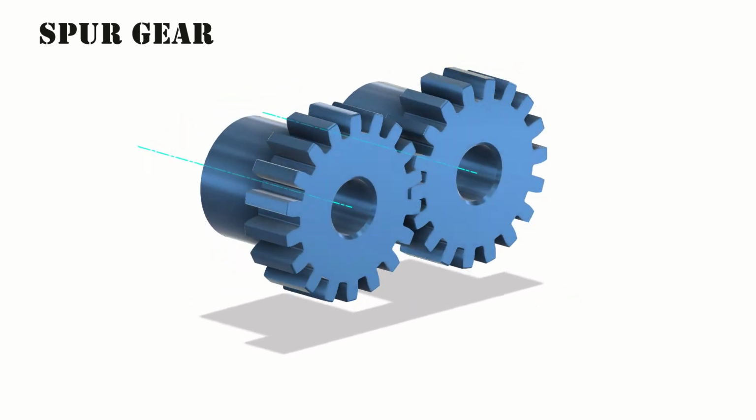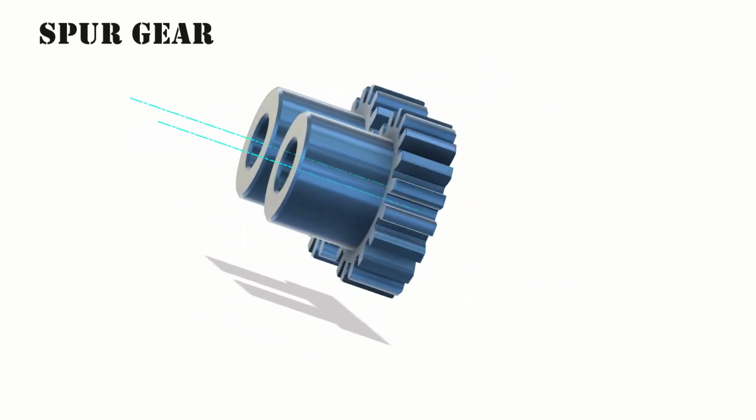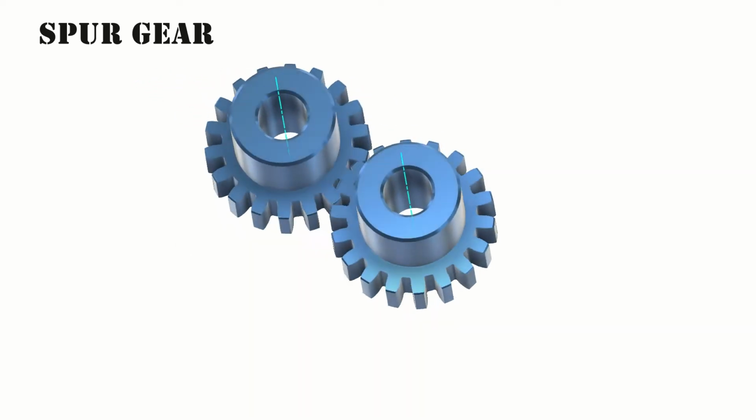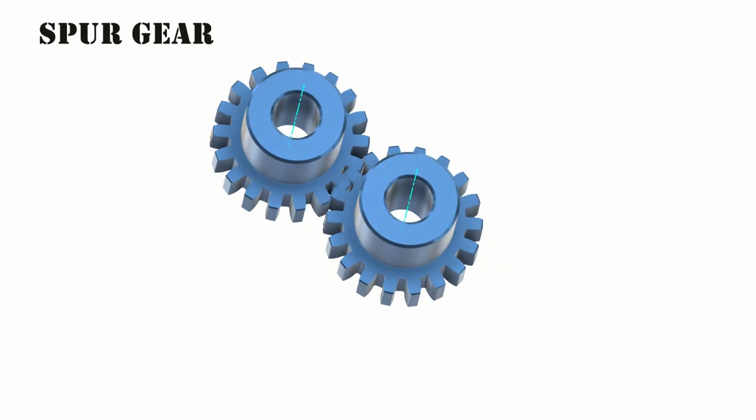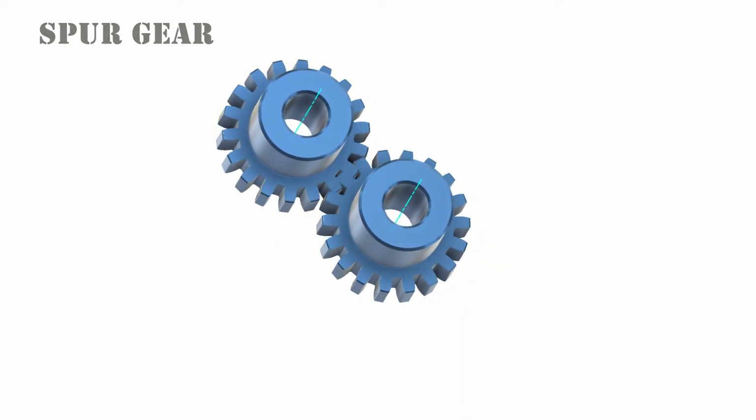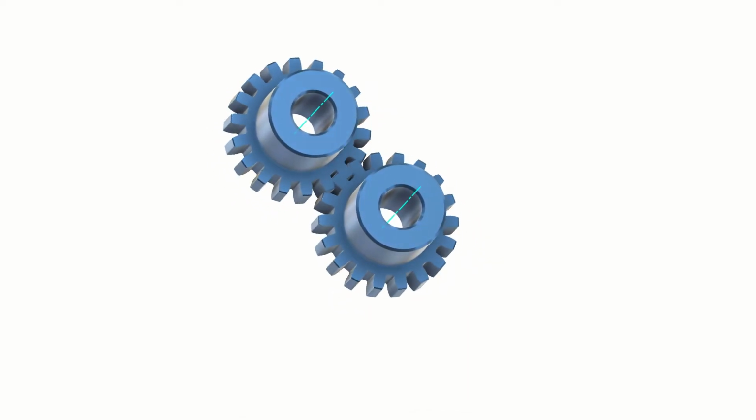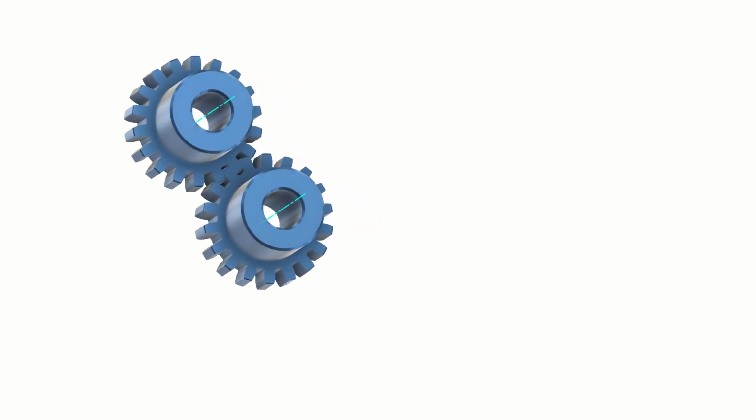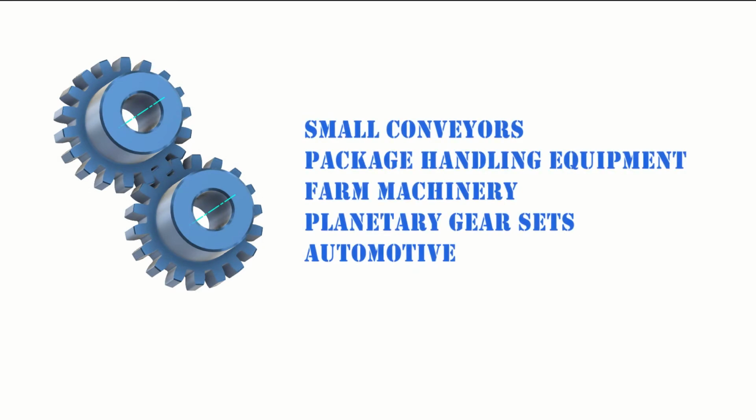Spur gears transmit power through shafts that are parallel. The teeth of the spur gears are parallel to the shaft axis. While the teeth are rolling through mesh, they roll off of contact with one tooth and accelerate to contact with the next tooth. Spur gears tend to be noisier than helical gears because they operate with a single line of contact between teeth. The basic application areas of spur gears are small conveyors, package handling equipment, farm machinery, planetary gear sets, automotive industry, etc.